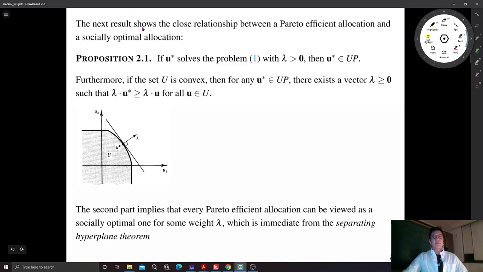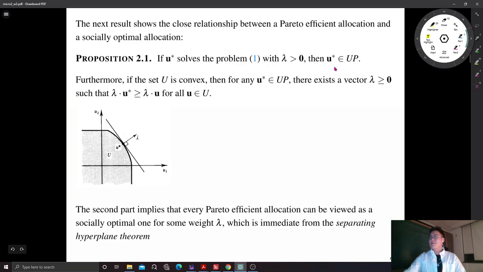So now the next result shows the relationship between a Pareto efficient allocation and a socially optimal allocation. This is Proposition 2.1. If U star solves problem number 1, so that means U star is socially desirable in the sense that it maximizes the social welfare function, then U star is on the frontier of the set UPS, right? That means U star is Pareto efficient. So social welfare maximization implies Pareto efficiency. That is the first statement.